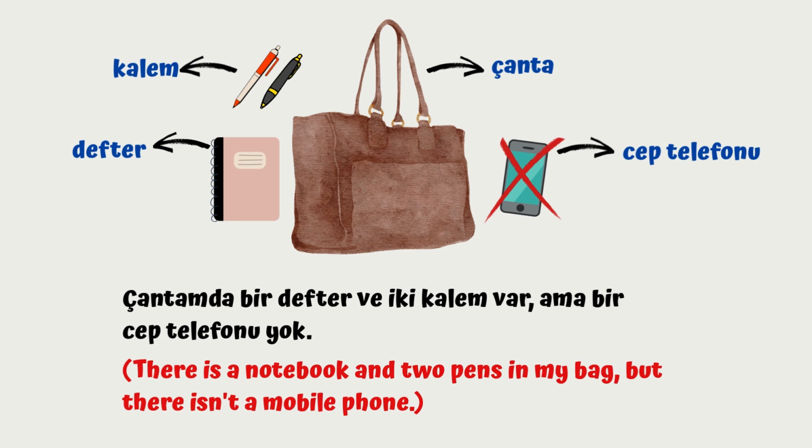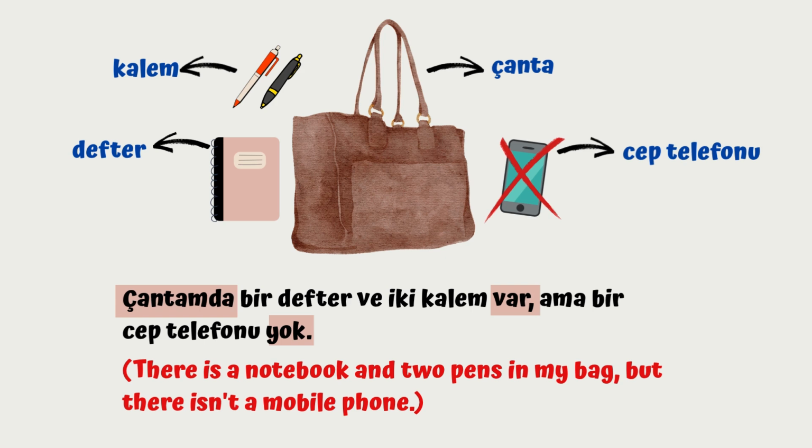Again, the sentence starts with a position, a place, which is çantamda, which means in my bag, and ends with var or yok. And we list the items in the middle, like bir defter ve iki kalem or bir cep telefonu. I want to draw your attention to iki kalem. We don't say iki kalemler. We don't make kalem plural. We still say iki kalem, so kalem is in singular form.